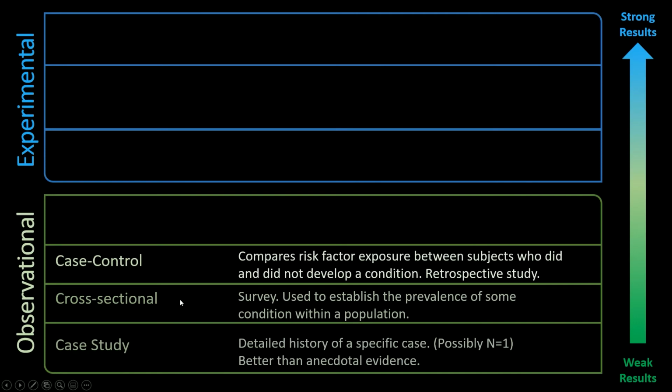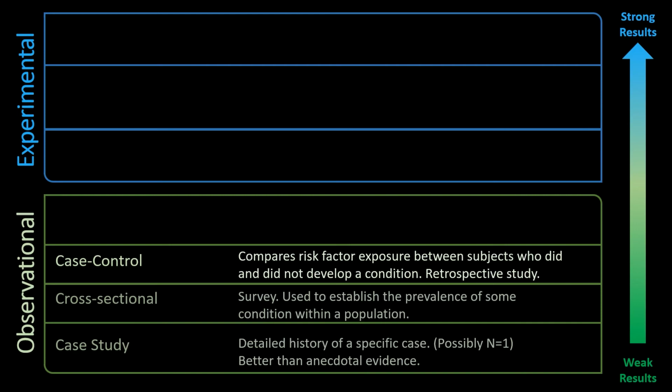Case control study. This is what we call a retrospective study. This is where we're going to take a group of people who have developed some condition and a group of subjects who did not develop that condition, and we are going to compare the risk factors that they were exposed to over the course of their lives. We're going to ask them a bunch of questions and try to figure things out.